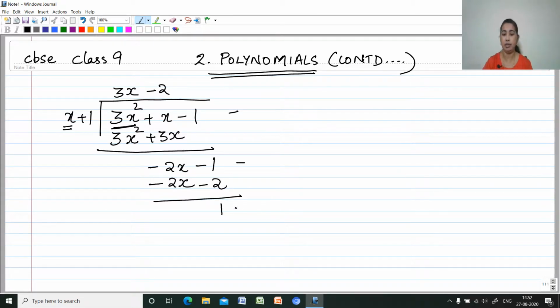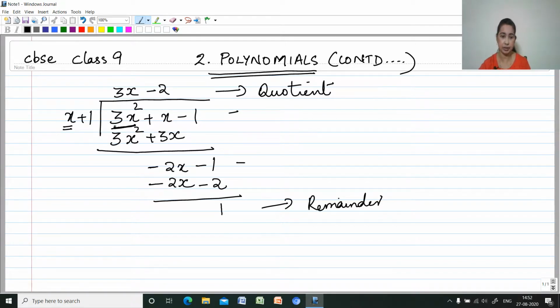So again we cannot continue this. We can see that 3x minus 2 is the quotient and 1 is the remainder. So this is called the dividend. This 3x square plus x minus 1 is the dividend and x plus 1 is the divisor.